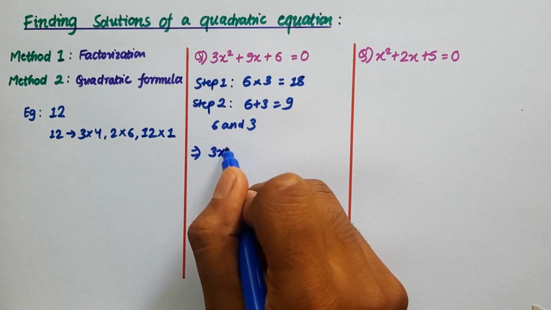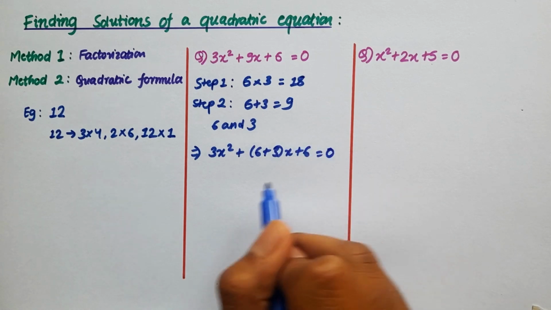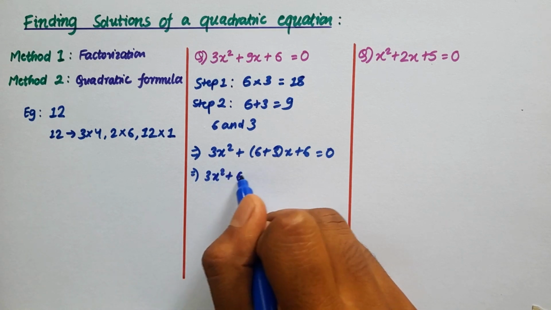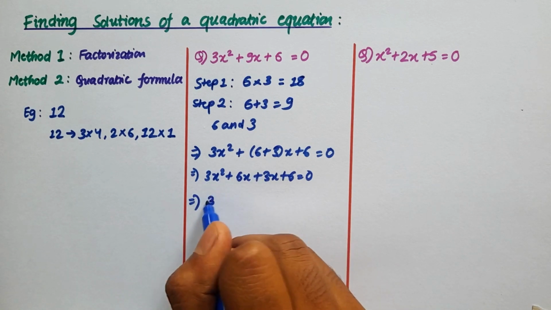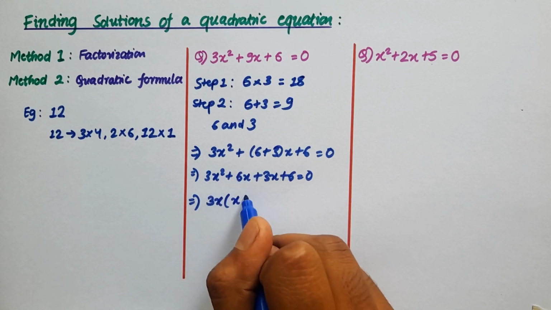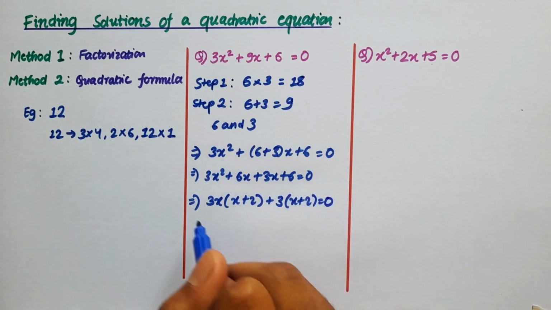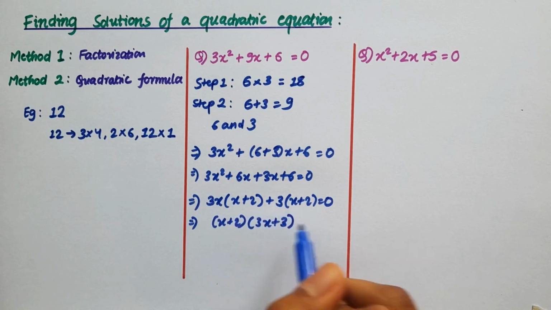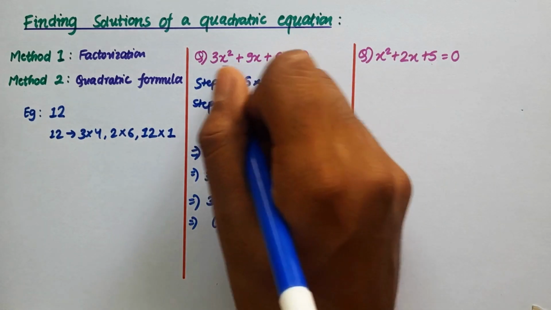Then the equation becomes 3x square plus (6 plus 3)x plus 6 is equal to 0. Now what we'll do is open the brackets: 3x square plus 6x plus 3x plus 6 is equal to 0. Now just take 3x common. So we have 3x and the remaining part is x plus 2. And let me take 3 common here. Then this gives me 3 times x plus 2 is equal to 0. Now this gives me (x plus 2)(3x plus 3) is equal to 0, which means we have successfully converted this equation into this form. So that is the first method for factorizing a quadratic equation.